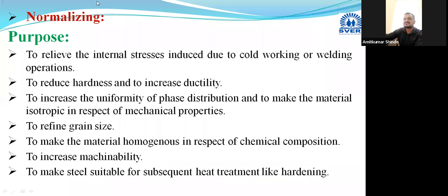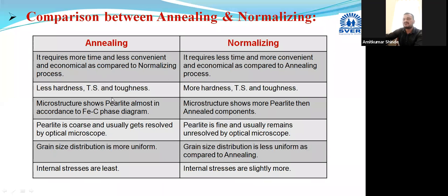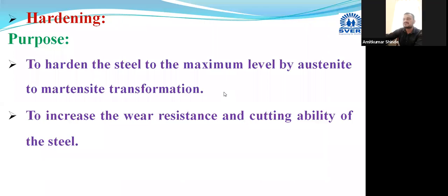Then we discussed normalizing. The purpose of conducting annealing and normalizing is the same, just the temperature regions are different, the heating zone is different, and the cooling medium is different. Then we compared these two heat treatment processes, annealing and normalizing. Up to this we discussed in the previous session.